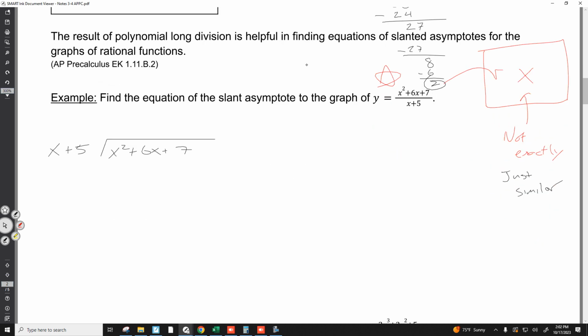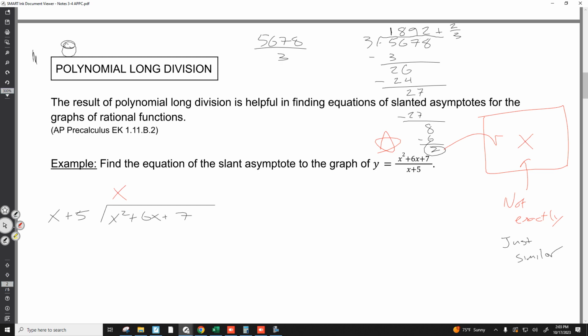Now you know what the first thing's going to be, because it's like x squared divided by x. You know that you need x times x plus 5 to get rid of this x squared. Just like we're trying to figure out what number is the most that I could do to get rid of the first thing. So we start by putting an x right here, because we know x times x plus 5. And that's the next step you do, is you multiply these just like you did with numbers. You multiply these and you get x squared plus 5x.